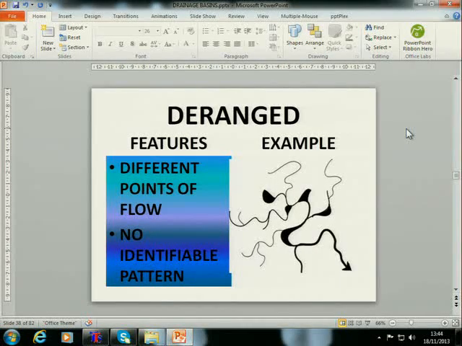The very last pattern, and this I gave to my grade 10s this year, is the deranged pattern.